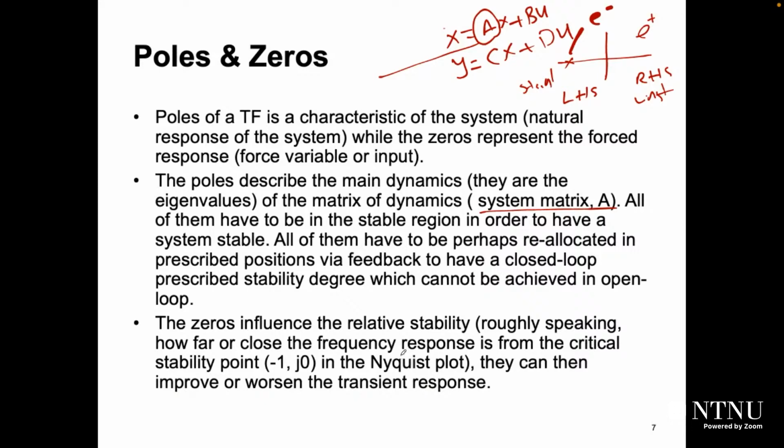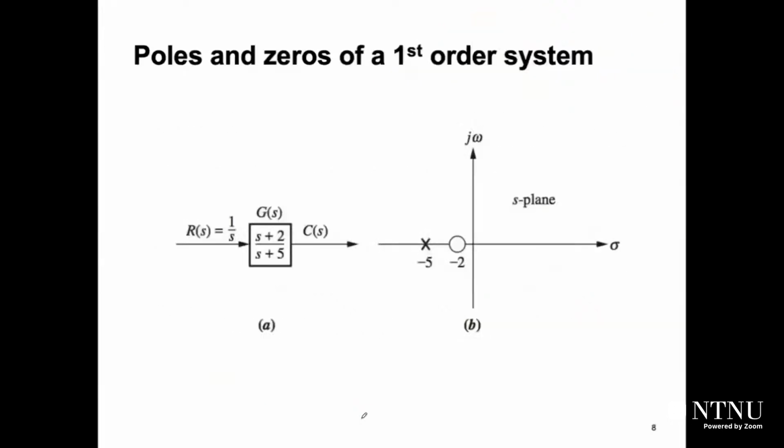The zeros will impact the relative stability, so how far or close the frequency response is from the critical stability, which is the point -1 + j0 in the Nyquist plot. They can then improve or worsen the transient response. Those zeros will impact the transient response. It can improve it or it can enhance it. So the system zeros also have some impact on the stability or the overall performance of your system.